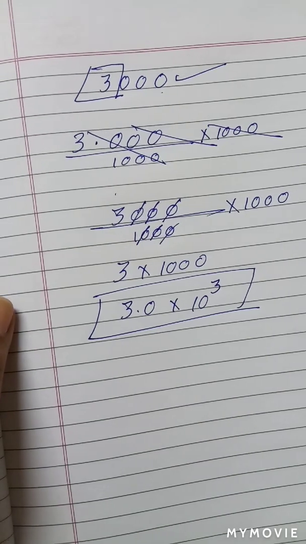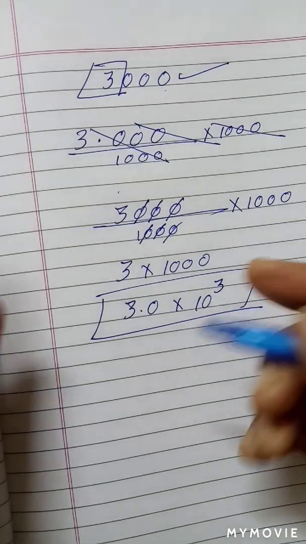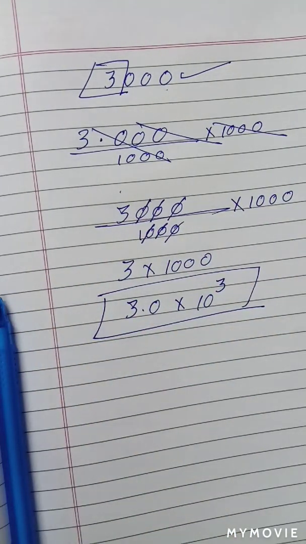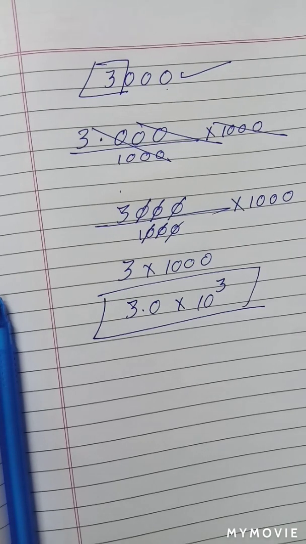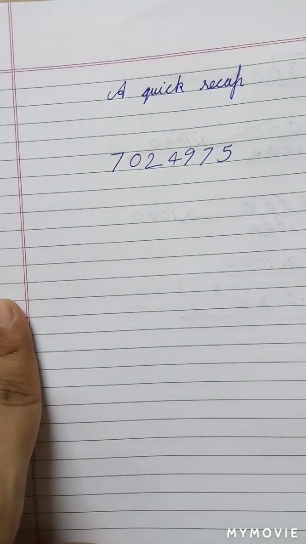You must be wondering, this is such a small number. What is the need to change this number into 3 into 10 to the power 3? Well, we don't use this property of standardization for such small numbers. We do it for very large numbers, like the speed of light or the distance of Alpha Centauri from Earth, or the mass of the Earth. They are very big numbers. So let's move on.